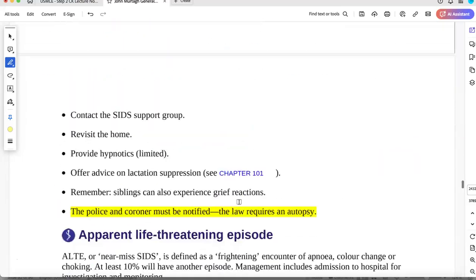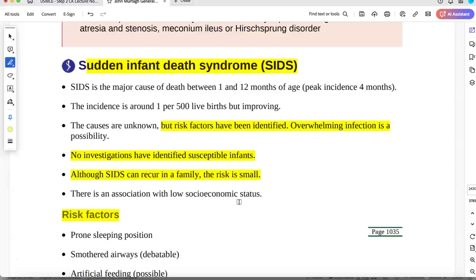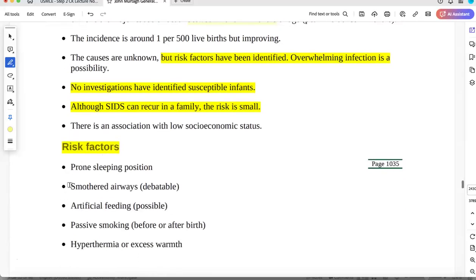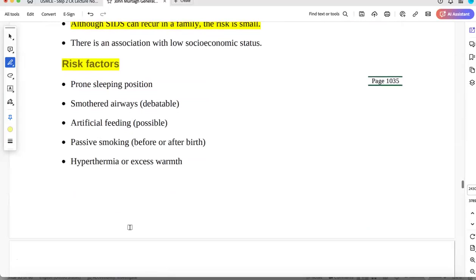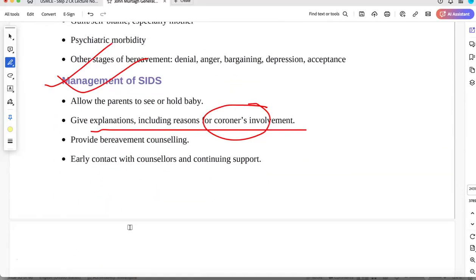There is one other condition called SIDS, sudden infant death syndrome. If a child less than 12 months old suddenly passes away without any known cause, that is called SIDS. There are lots of risk factors for SIDS, and you can go through that, but the question that comes in the exam is the management.